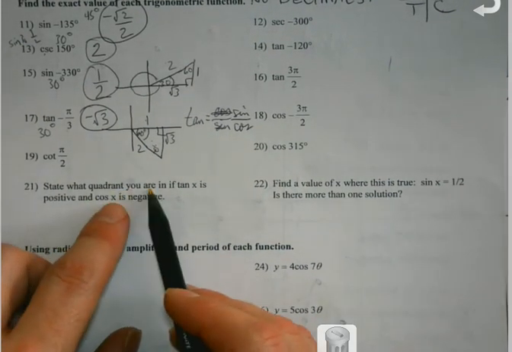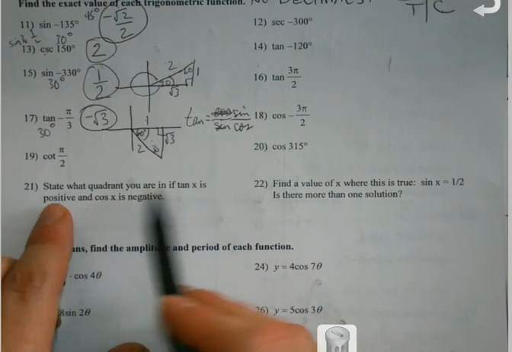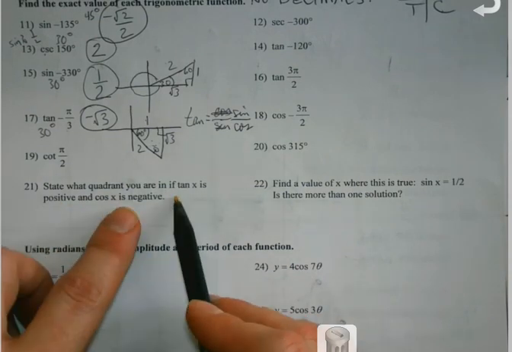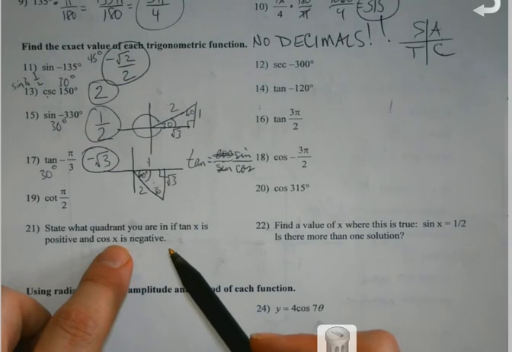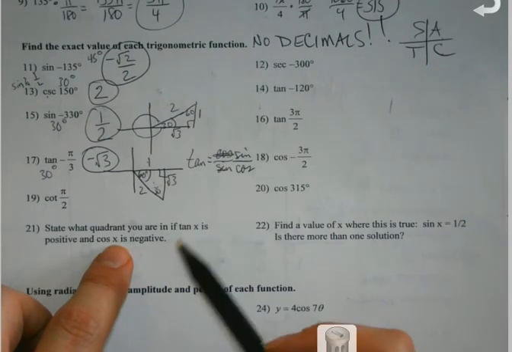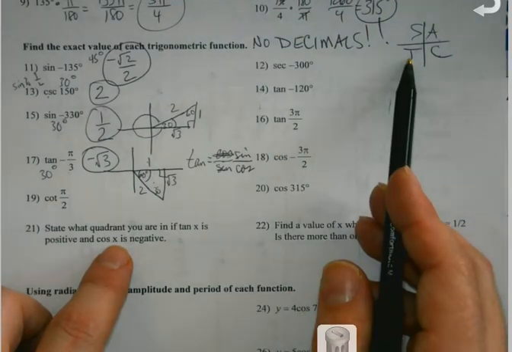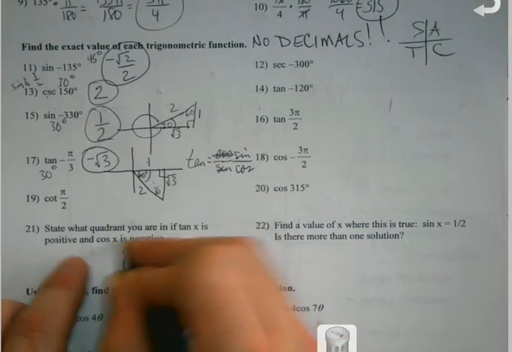State what quadrant you are in if tangent is positive and cosine is negative. Where is tangent positive and cosine wouldn't be? Three.